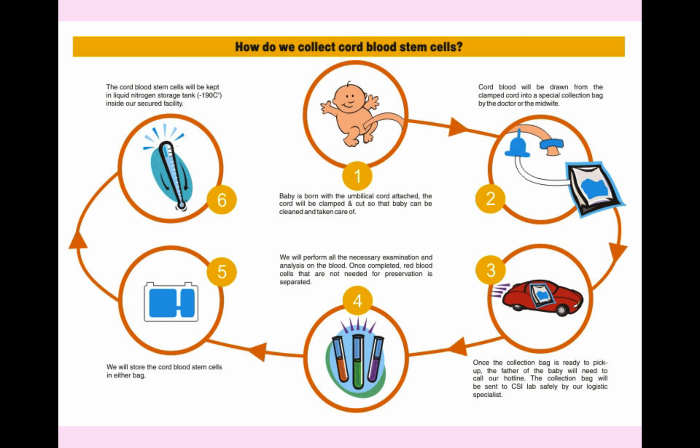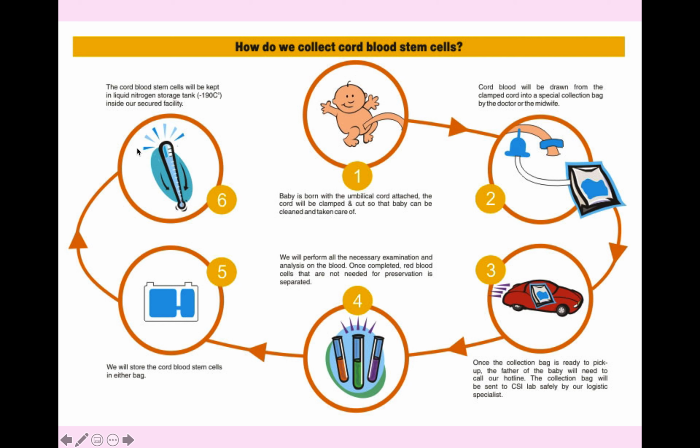They make sure that it is going to be delivered as soon as possible. Usually it is done within 12 to 24 hours. It is delivered in dry ice, and once it has been delivered to the collection center or to the labs, they will perform all necessary examination and analysis of the blood. This is just to make sure that the blood is okay, there is no disease, it is clean, there is no contamination, and so forth. Once completed, the red blood cells that are not needed for preservation are separated. Those that are needed for preservation will be stored in another bag.